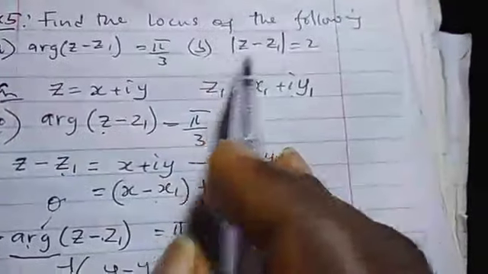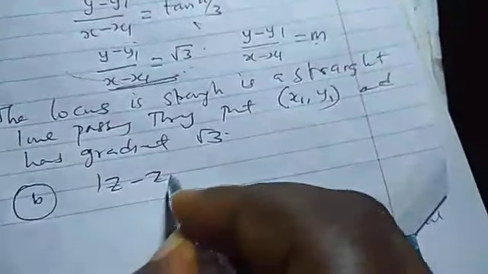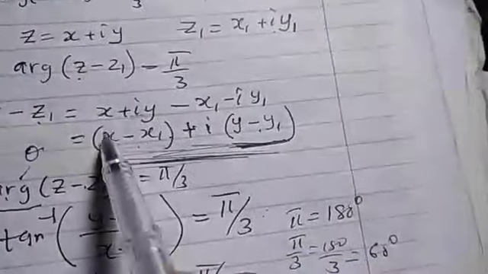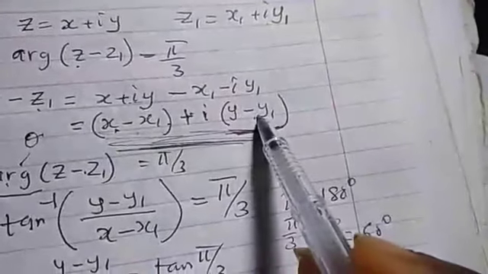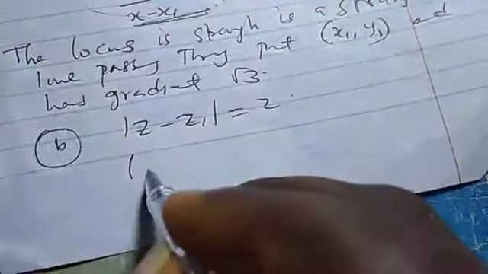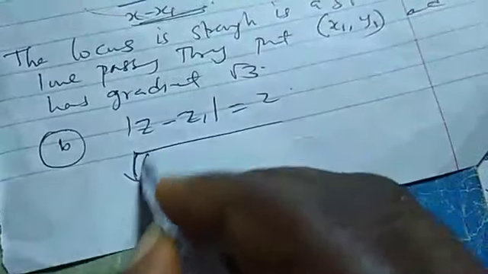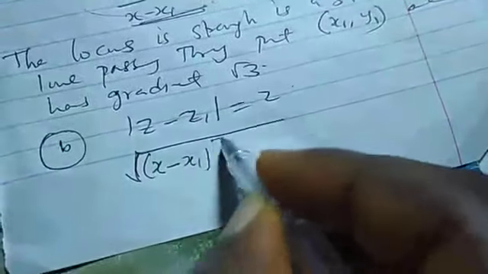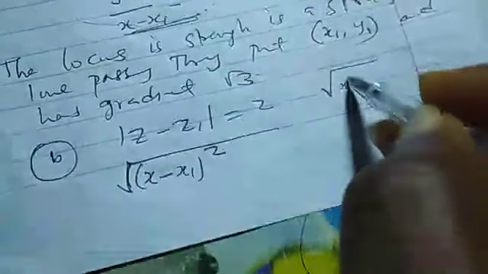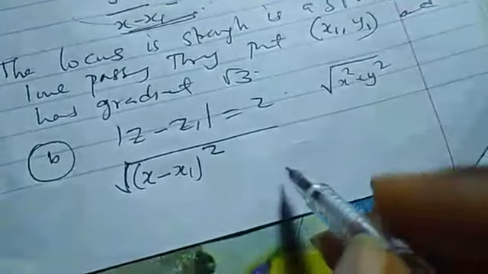If you consider the second one, which says absolute value of z minus z1 is equal to 2. Remember, this is our z minus z1 in this place. What's the meaning of absolute value? Absolute value will now be square root of real part square plus imaginary part square. The real part is x minus x1 squared. Remember, absolute value simply means square root of x square plus y square.